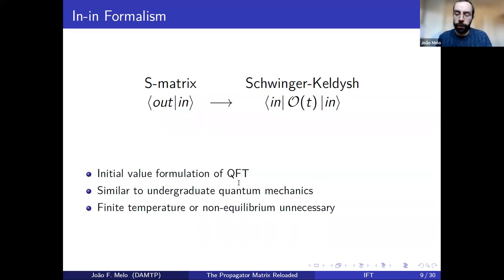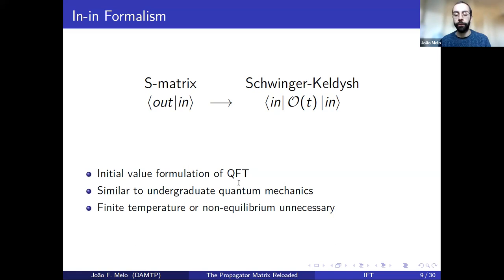So we're calculating different observables. It's more similar to what we used to do in our undergrad quantum mechanics, where we put some psi of T naught, use the Schrodinger equation to evolve it, and then calculate the expectation value of some operator. And just for reference, I did not need to say the words finite temperature or non-equilibrium. It turns out that when we're doing finite temperature or out of equilibrium calculations, the observables we are interested in are captured by the in-in formalism. But I can take zero temperature, I can take the standard model and put it in Schwinger-Keldysh. It's just a matter of what I'm calculating with the theory. It's not that Schwinger-Keldysh needs finite temperature. I'm just doing some initial value calculation of QFT.